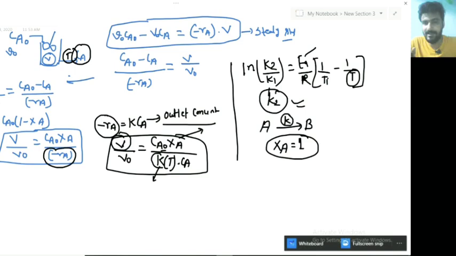And at Xa equals 1, again here also you have to substitute Xa equals 1. Don't forget to put Xa equals 1, otherwise you will get the wrong answer. And whatever answer you get there, that will be in your options.